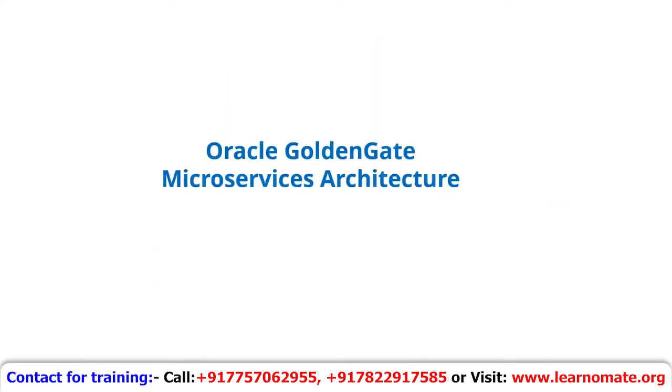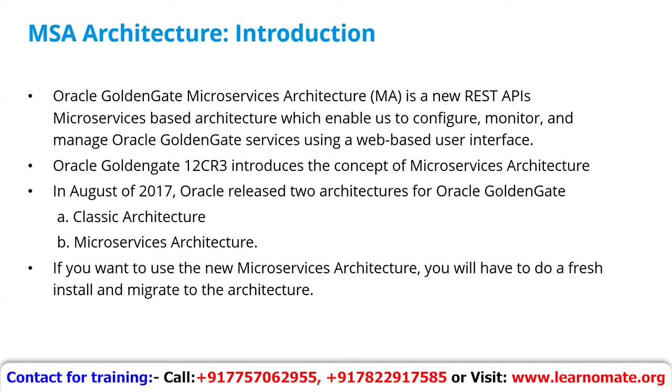Now microservices architecture. Microservices architecture is a new REST API based architecture which enables us to configure, monitor, and manage Oracle GoldenGate services using a GUI, a web-based UI. Oracle GoldenGate 12c R3 introduces the concept of microservices architecture. So from 12c R3 onward, microservices has been launched.